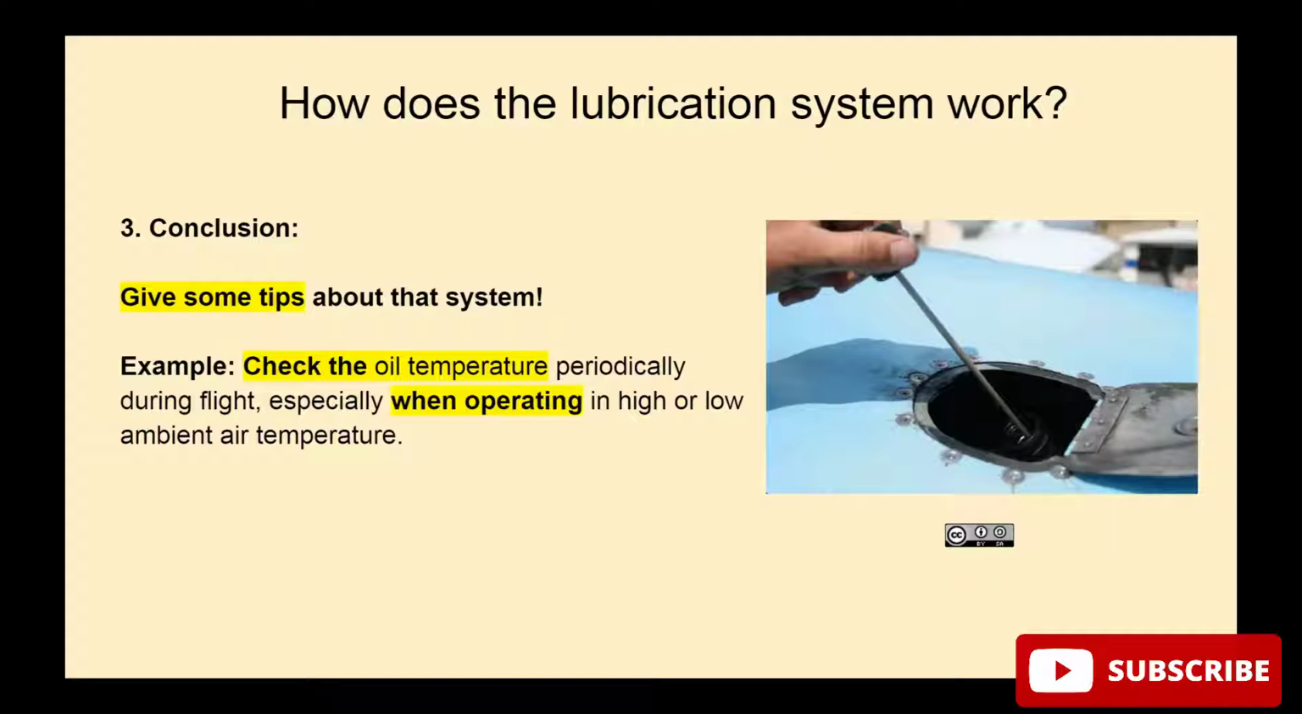Finally, to conclude our explanation, we can always give some tips about the system. Check the oil temperature periodically during flight, especially when operating in high or low ambient air temperature.